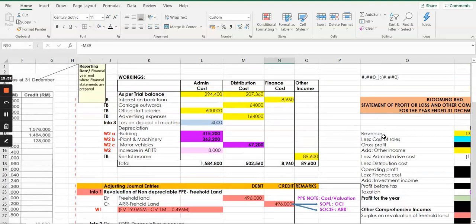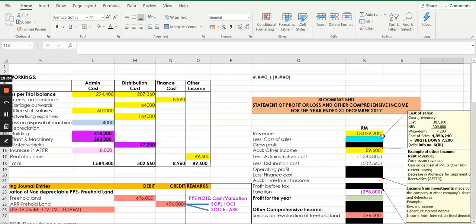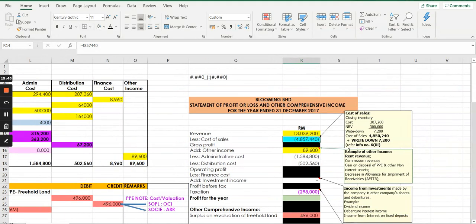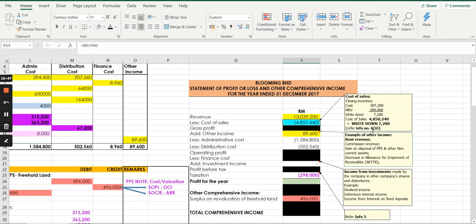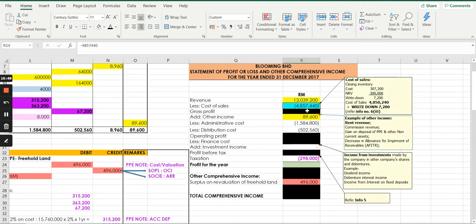So now you can go and do it in your cost of sale here. You're almost done, as I said. Okay, 4857440. How? I have this working here that you can check. Right here, the details are here from information number 63. And now you are done with this as well. You can now find your operating profit.